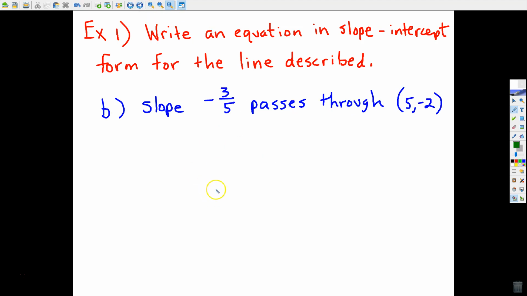Okay, let's try one more of these. Again, I'm going to start with slope-intercept.